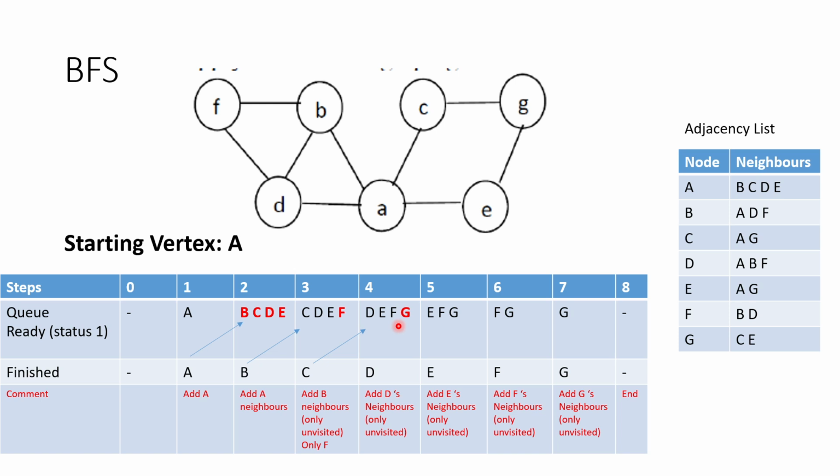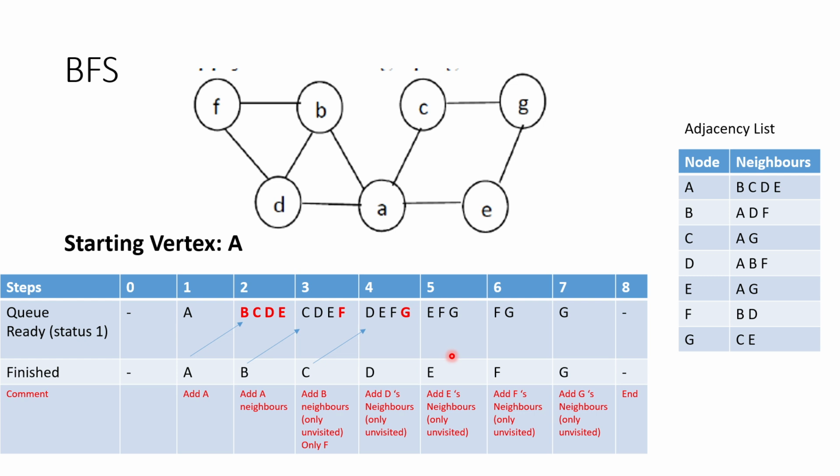Then at the front side we have D. D you have to remove. Its neighbors are A, B, and F. A is finished, B is finished, and F is already there in the queue, so no changes in the queue. Then the next element is E. E can also be reached from A. E's neighbors are A and G. A is already finished, G is already there in the queue, so no changes in the queue.